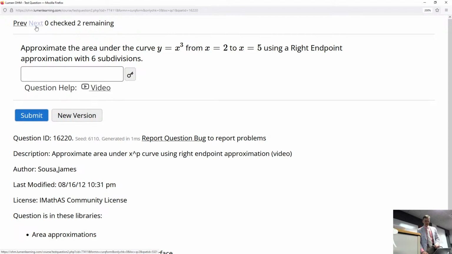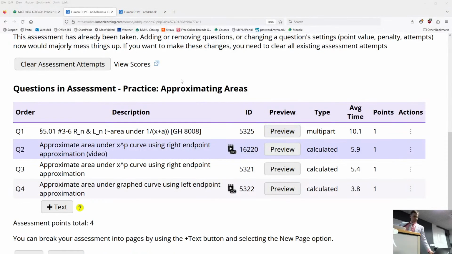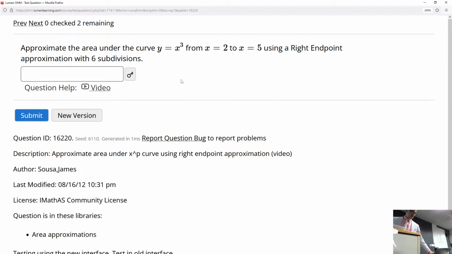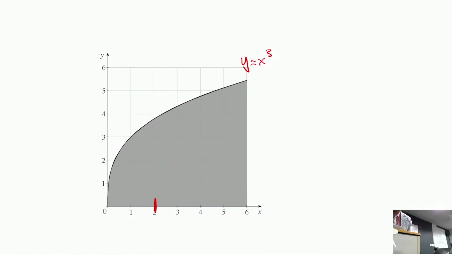Right endpoint with 6 subdivisions. So this is a similar deal. You have x cubed, and the x cubed is just the function. Where is it? There it is. So this is y equals x cubed. It's not, but you could pretend. And then it says going from x equals 2 to x equals 5 using 6 subdivisions. So you'd be like from 2 to 5. I need 6 subdivisions here. There we go. And right endpoints would be something like this.